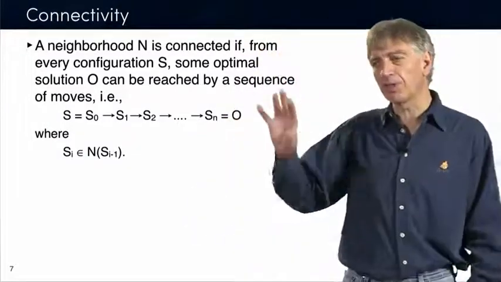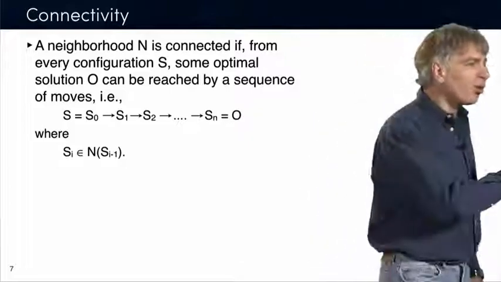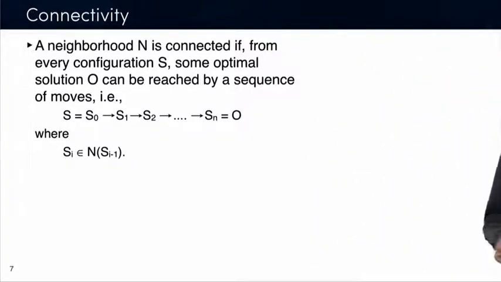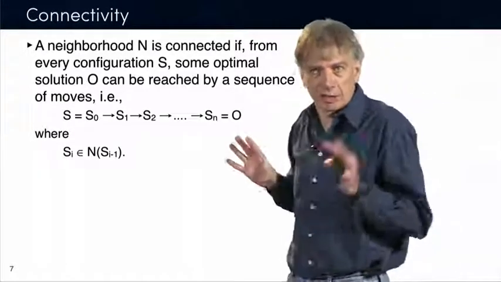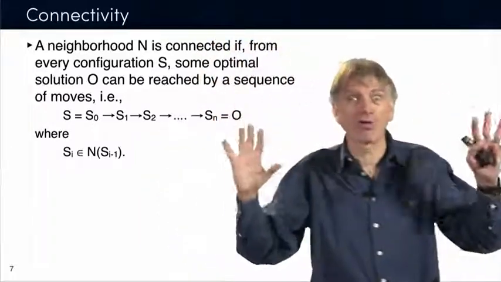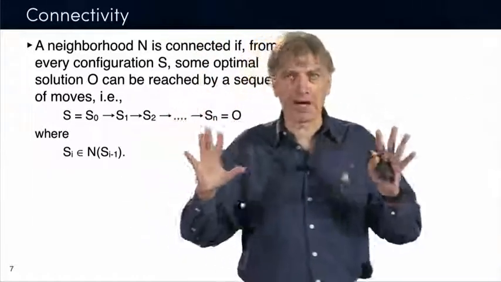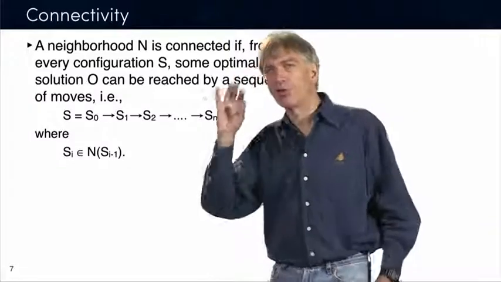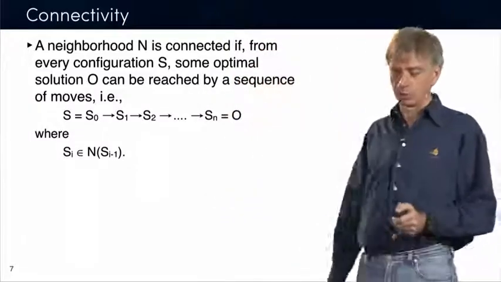Intuitively, it's very simple. It basically means that you can apply local moves from any configuration to get to the optimum. It doesn't mean that you will get there. It just means that there is a path. Afterwards, we have to find that path. But what we know for sure is there is one path to an optimal solution.